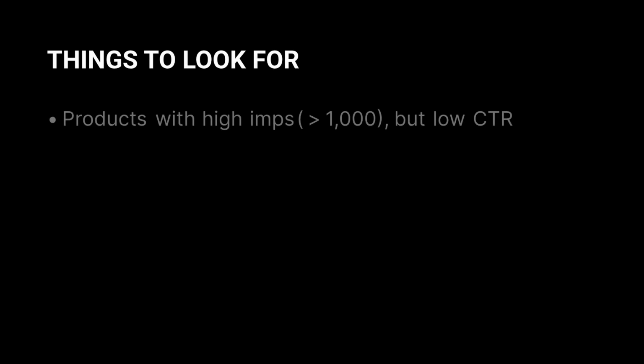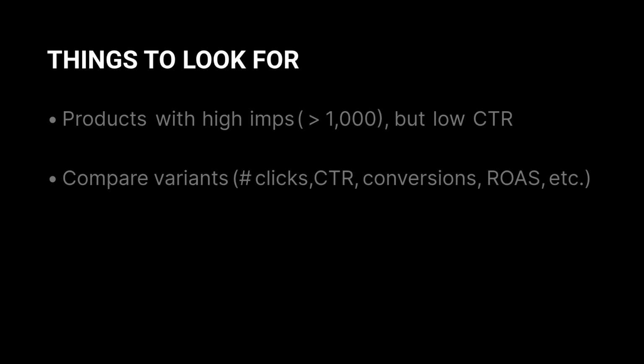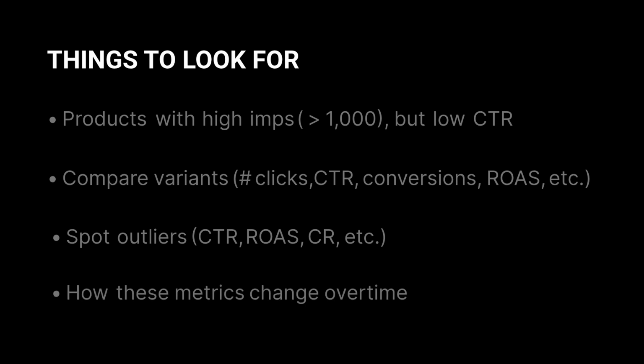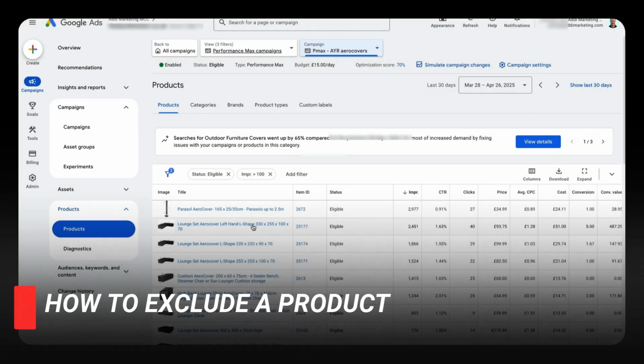Products that get lots of impressions, over 1,000 impressions, but few clicks. In other words, low click-through rate. How product variants compare. Look at clicks, CTR, conversion, ROAS, etc. Products that are doing much better or worse than others in terms of CTR, ROAS, conversion rate, etc. How these metrics change over time. When you find products that are obviously underperforming, exclude them from your campaign.